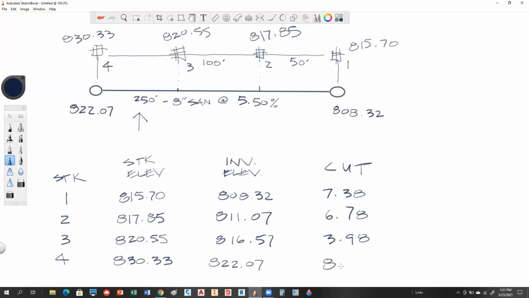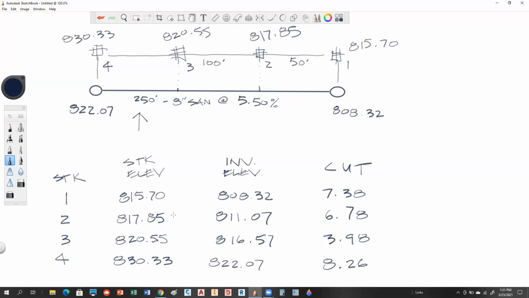$826. Those look right? Simply subtracting these. Anybody getting those numbers? I am. Yeah, I'm good. Okay, so that's a sewer stakeout.